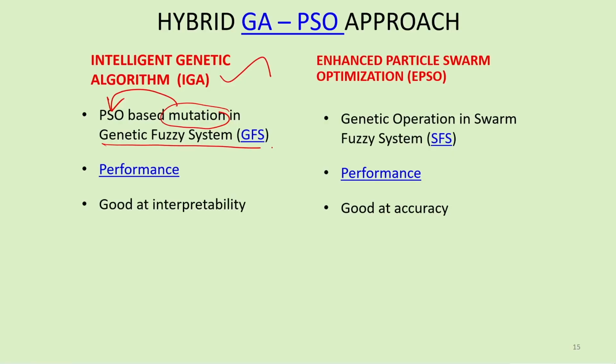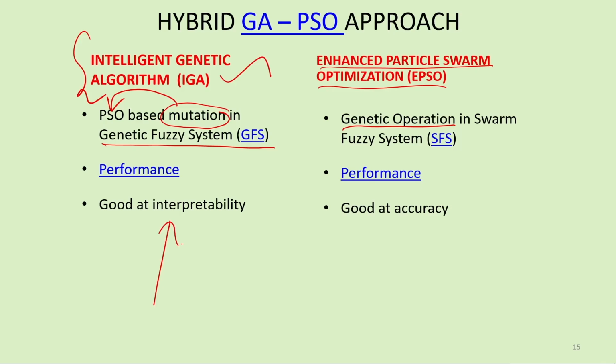What are the operations in PSO? The velocity as well as the position updating operation. That velocity and position updating operation can be brought in as a mutation operation and included into the genetic fuzzy system. Accordingly, the algorithm is called the intelligent genetic algorithm. On the other hand, you can take the basic version of the particle swarm optimization algorithm, and in that you can include genetic operations.